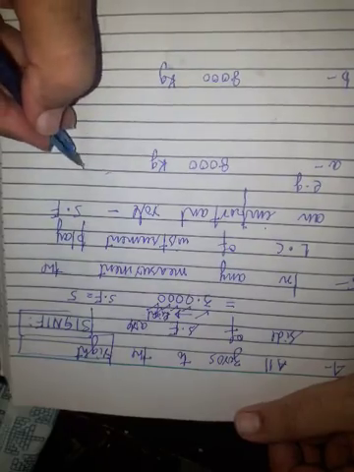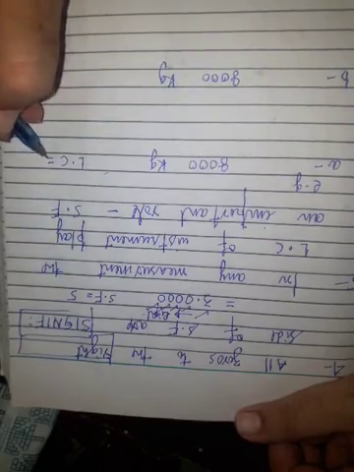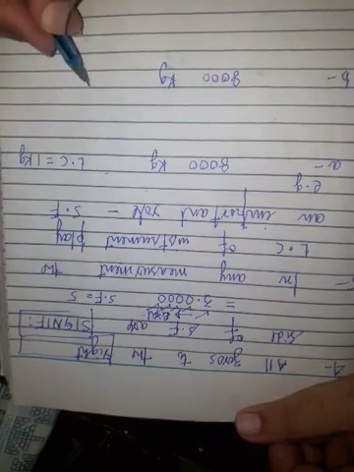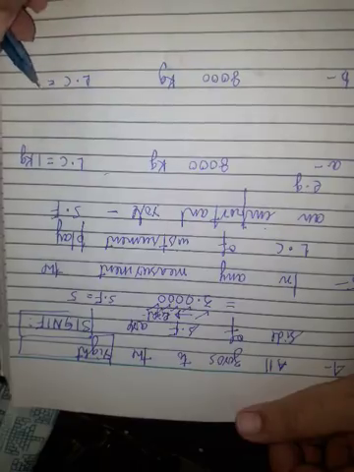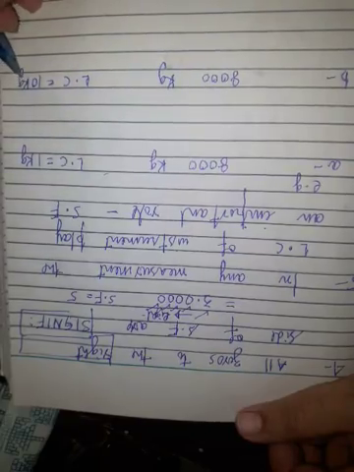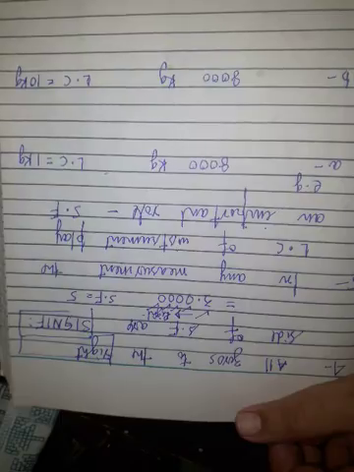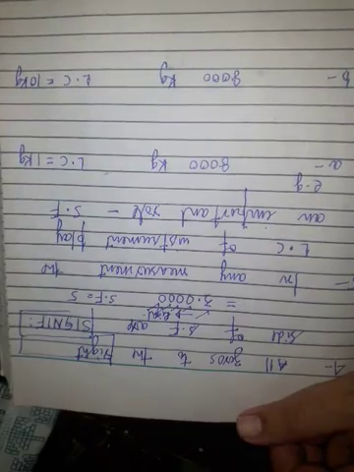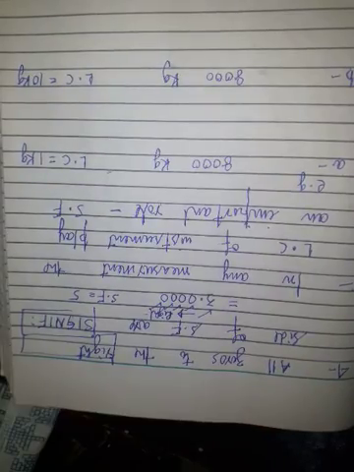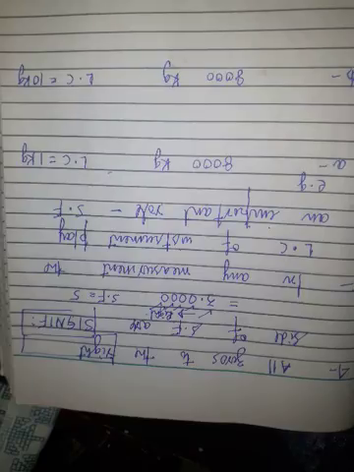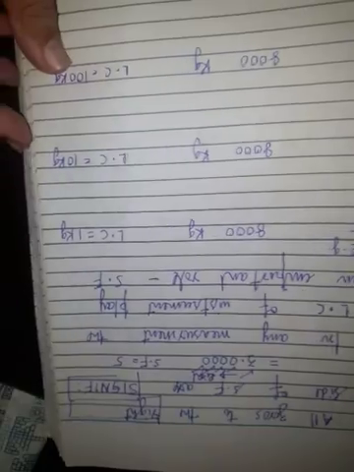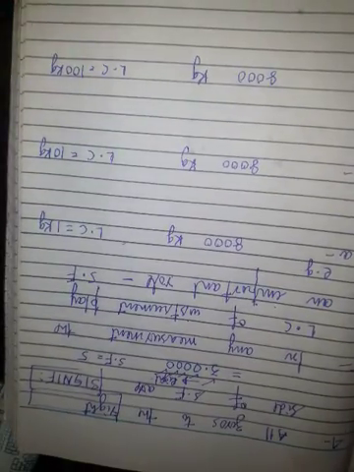In the first case, the least count is 1 kg. In the second case, the least count is 10 kg. In the third case, the least count is 100 kg. Now, here is a trick. In this case, the significant figures change with the least count.